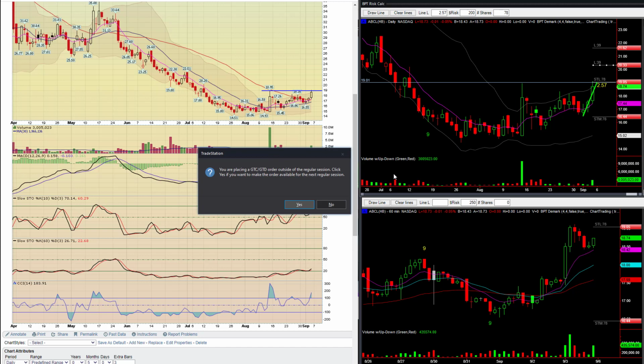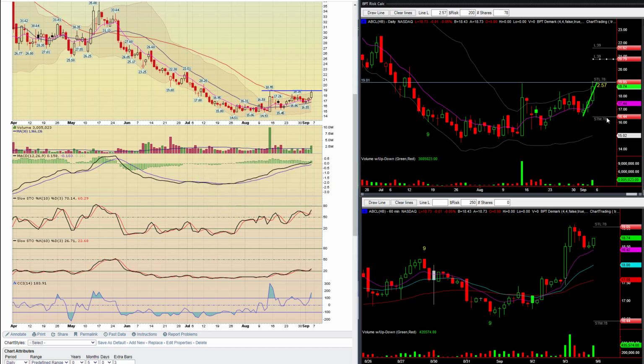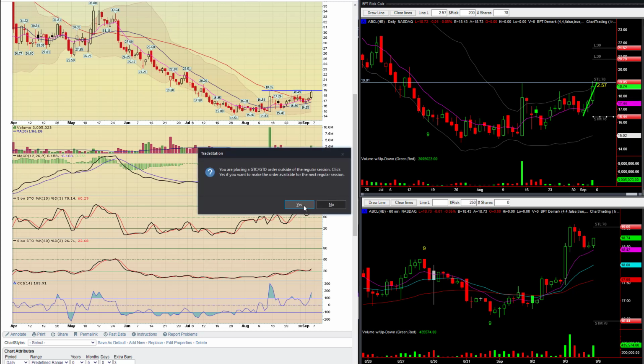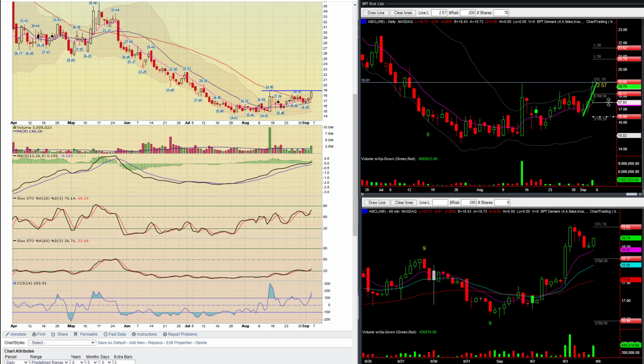And you have targets. Now, you can also, as I showed before, drag these targets around. You can make them higher, you can make them lower. You can move the stop around. So if this were to trigger and you wanted to tighten that stop way up to here, you can go ahead and do it. Okay.